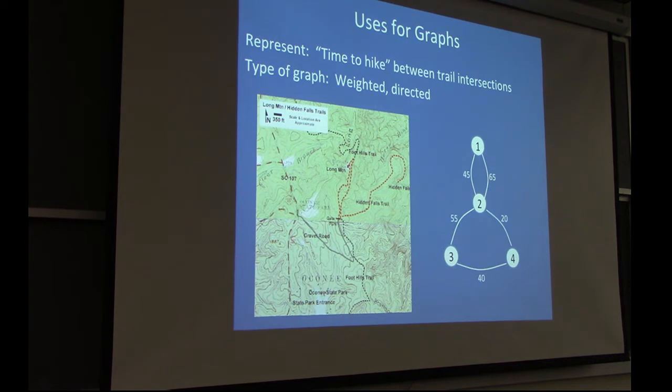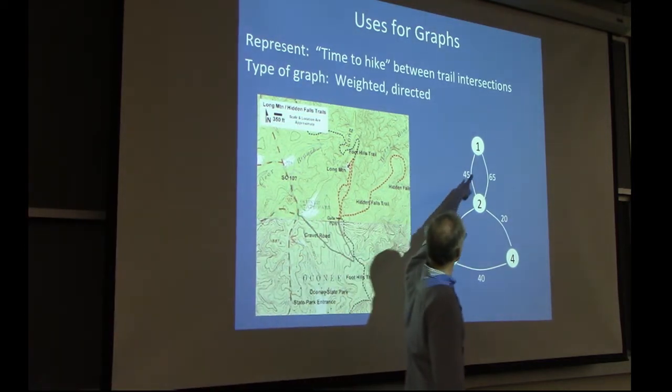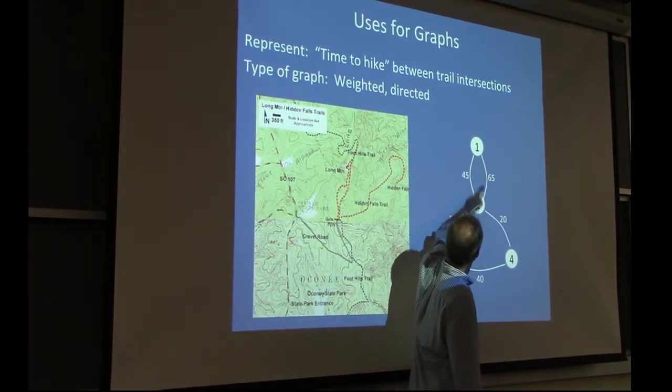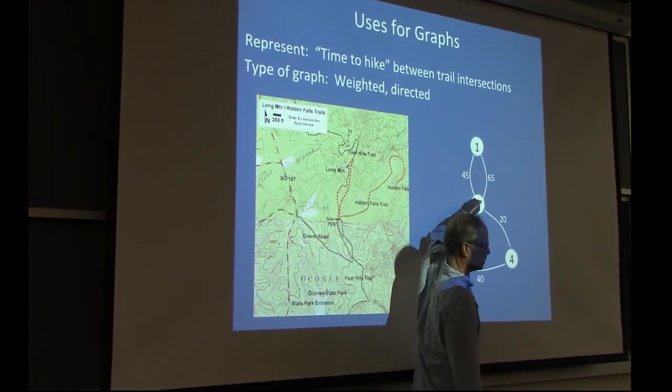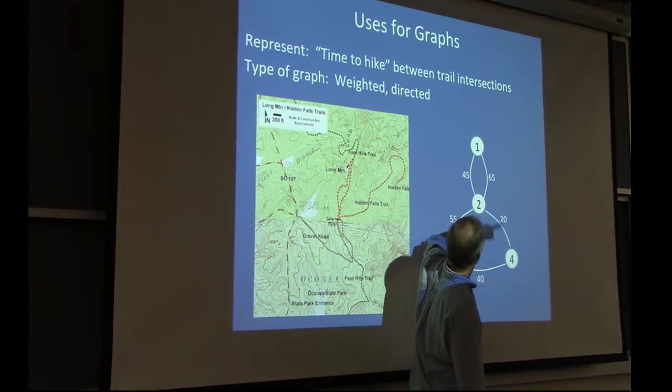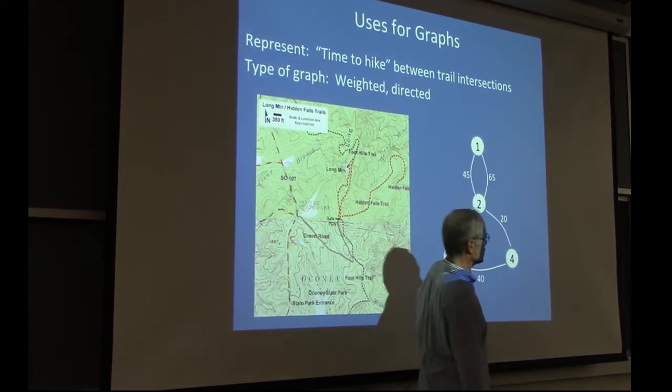Okay? Now this is a weighted directed graph. And I have to apologize that the arrowheads aren't showing up here. But the idea is that these are one-way edges. I'm not sure where the arrowheads went, but anyway, maybe it takes 65 minutes to get from 1 to 2. So there's an arrowhead. And 45 minutes to get from 2 to 1.